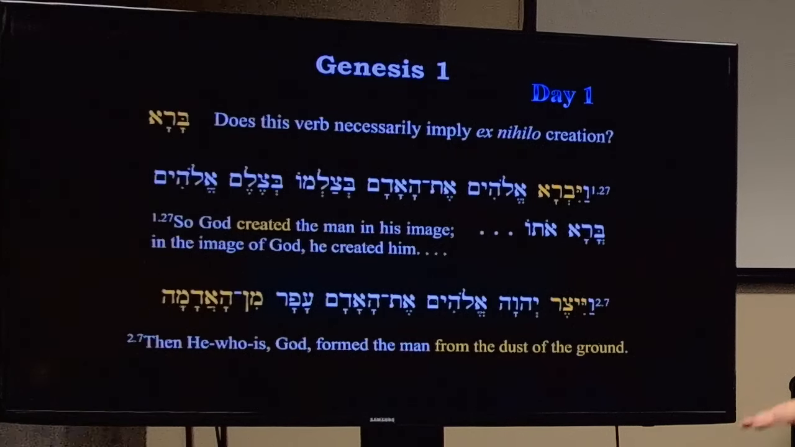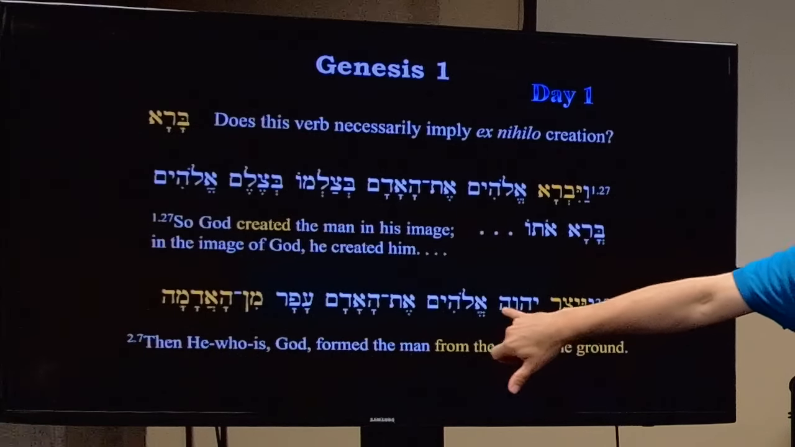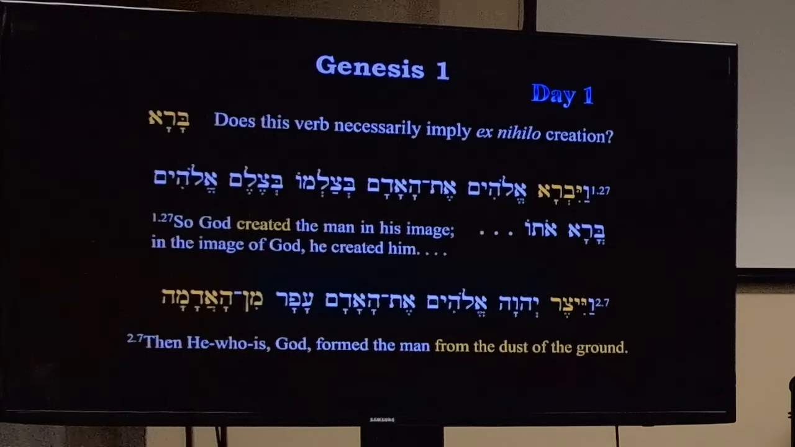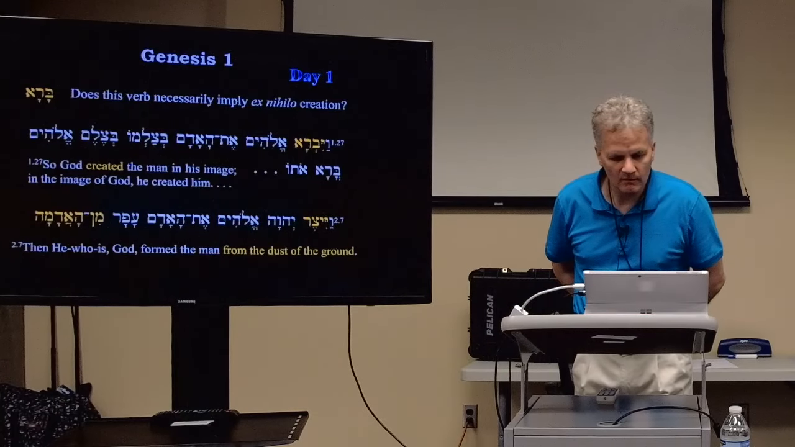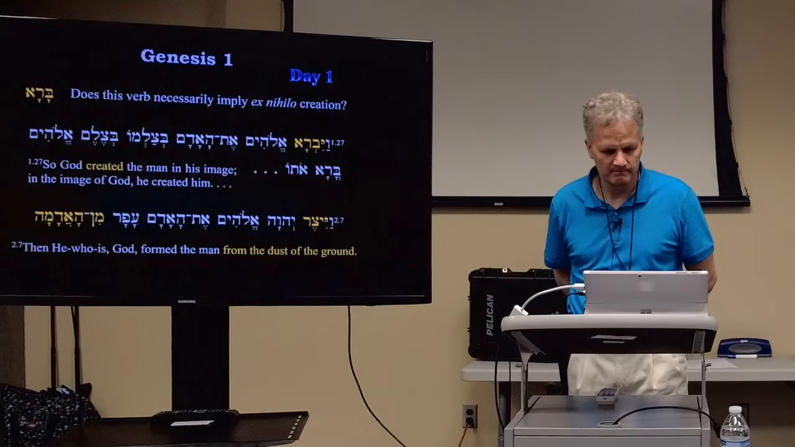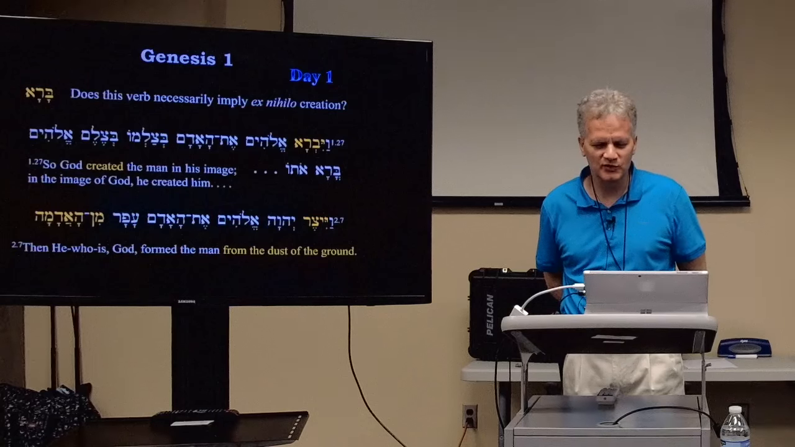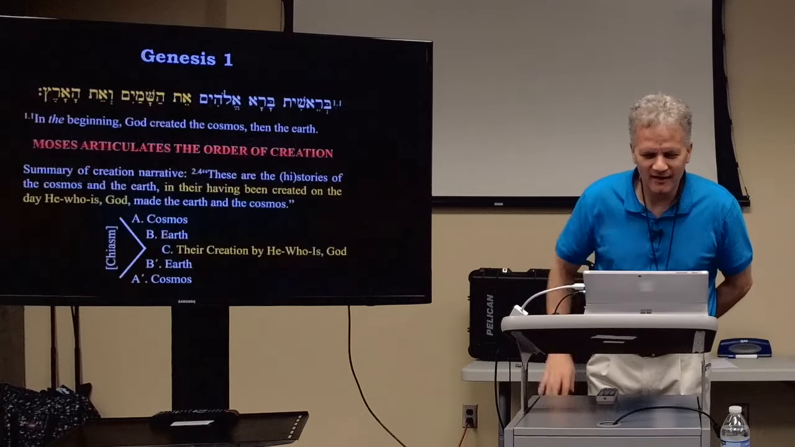Then we go on down to 2:7. And it says, then, so here, then he who is, that's the covenant name of God, Yahweh. Then he who is, and then we have a different verb, formed the man from the dust of the ground. So, let's see, did that make the point I wanted to make? Okay, somehow I'm forgetting the point I wanted to make here, but you're going to have to trust me that it was good. All right, so we move on.